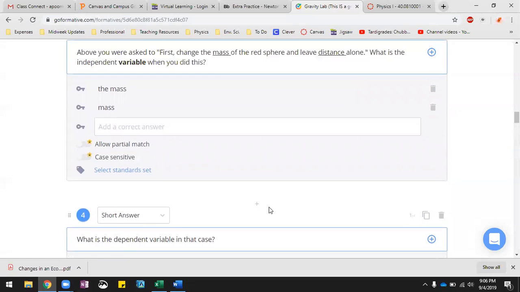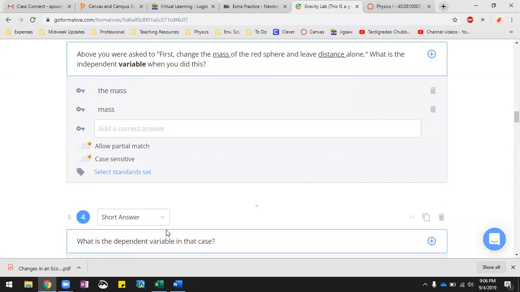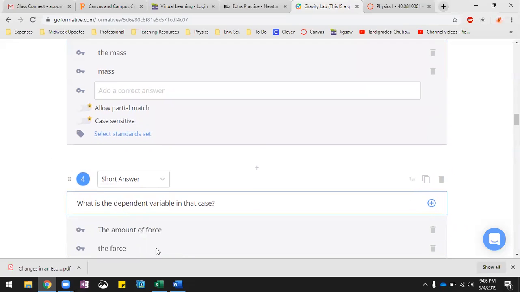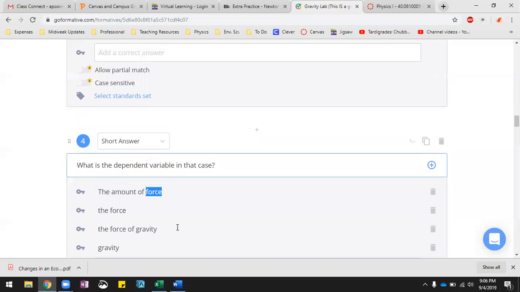So be very, very careful when you're trying to determine what variables are and what constants are. In this case, the dependent variable, the thing that's changing based on our independent variable changing, is the amount of force, or the force due to gravity.